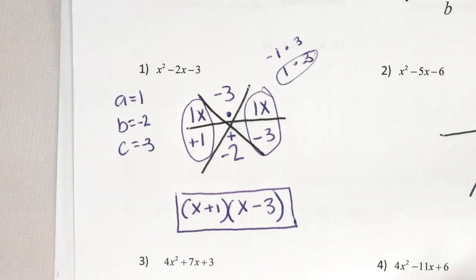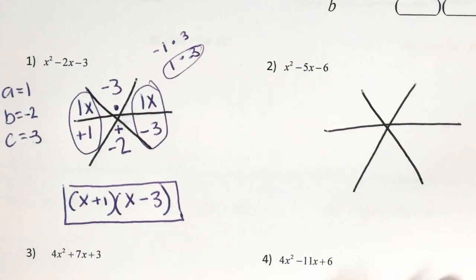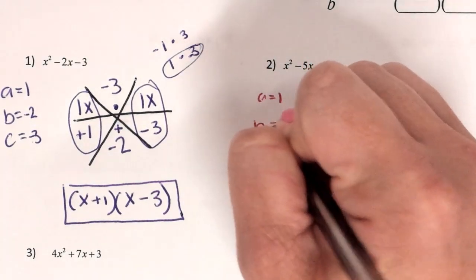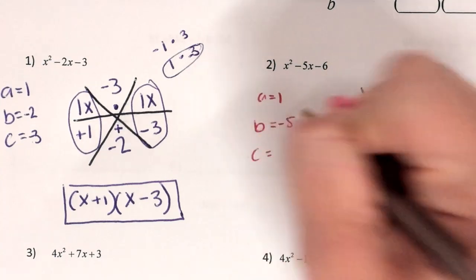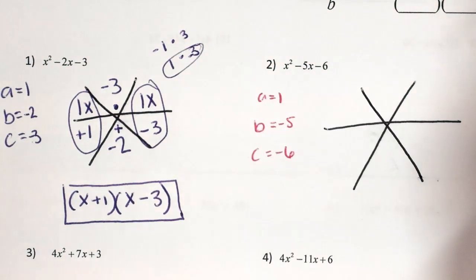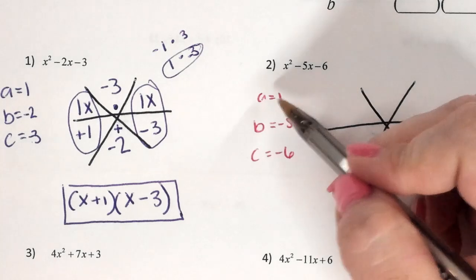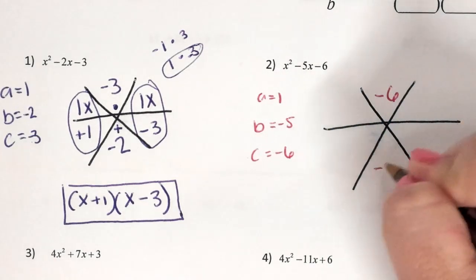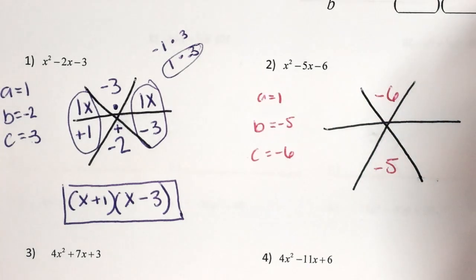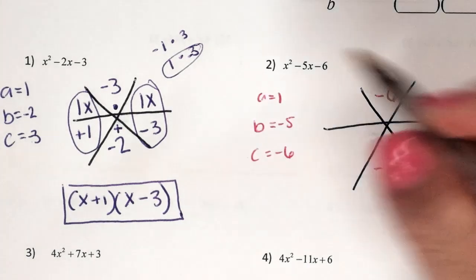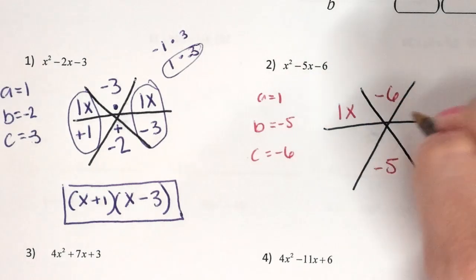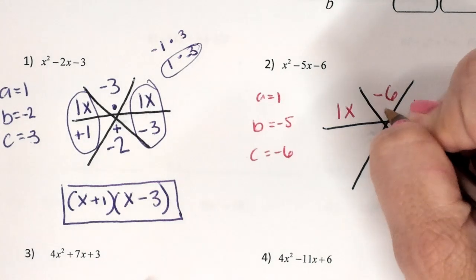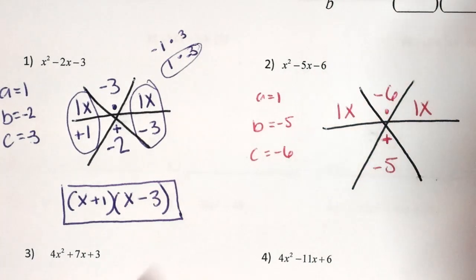Okay, so let's look at number 2. What's your A? B? C? Okay. So A times C goes on top. 1 times -6 is -6. B on bottom, which is -5. So then remember, your A is 1, so 1 in our variable is x. 1x, 1x. So now, what multiplies to give me -6 that adds to give me -5?